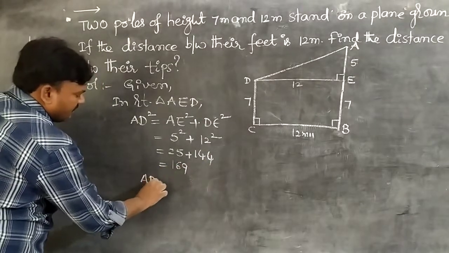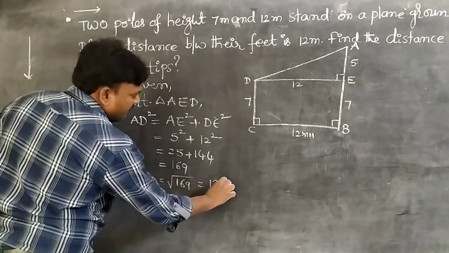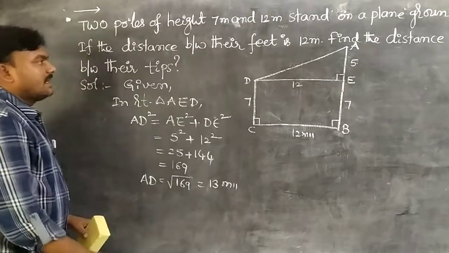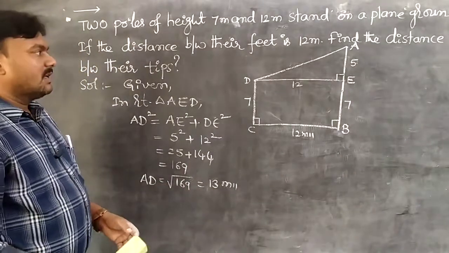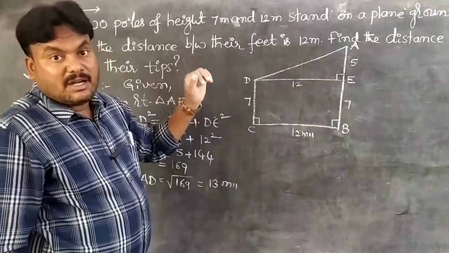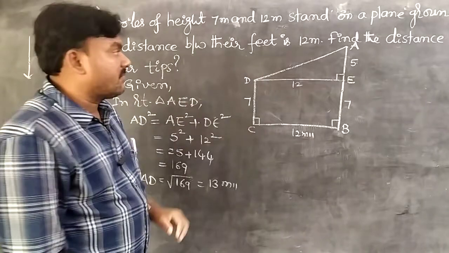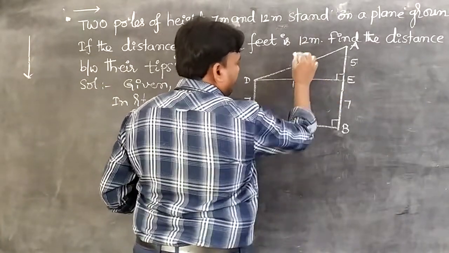Therefore AD equals the square root of 169, which is nothing but 13 meters. This is the distance between their tips, equal to 13 meters. We know very well from trigonometry the Pythagorean triplets. Here 5, here 12, automatically this is 13.